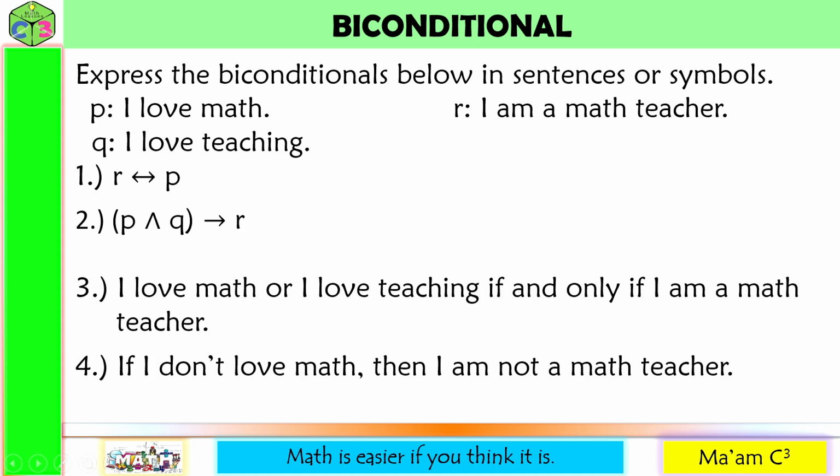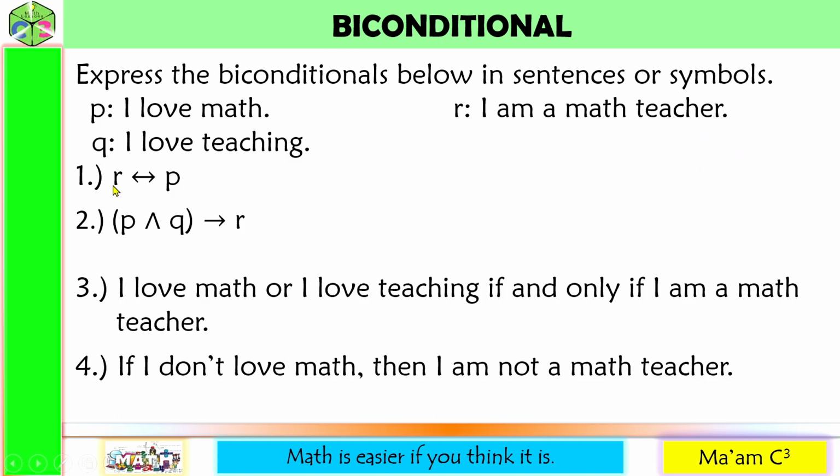Express the biconditionals below in sentences or symbols. Again, I have here three propositions. P is the proposition, I love math. Q is the proposition, I love teaching. R is the proposition, I am a math teacher.